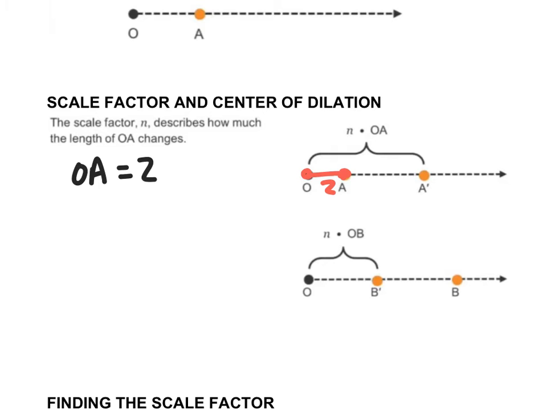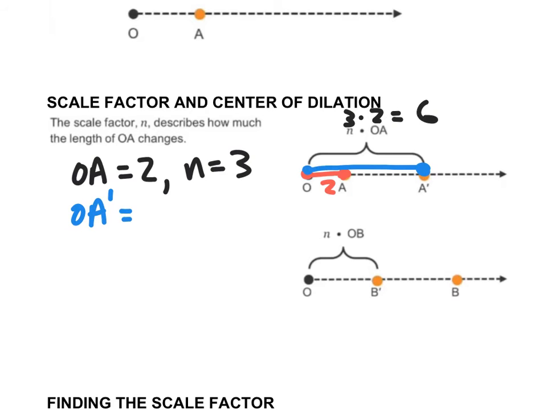And then let's say that my scale factor n is equal to 3, all right? So what we do is we take the length of OA and multiply that length by 3, and that gives us a new length. And so let's do that. We've got 3 times 2, so n times OA, so 3 times 2 is going to give us a total length of 6. So then we have this new length, and that new length is OA prime. So OA prime is equal to a length of 6, okay?